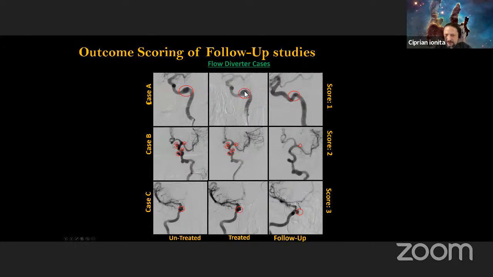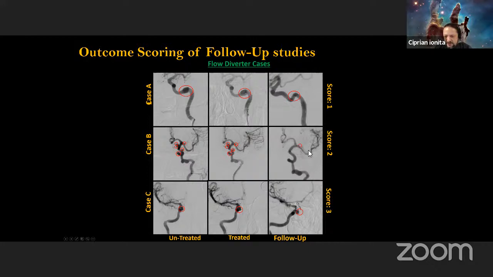Here is the aneurysm. Here is a flow diverter. You can kind of see it in there, depending on the resolution of your screens. And then the aneurysm is gone at follow-up. Case B, 5 aneurysms on this patient, 1 big pipeline that went from there all the way down, blocking every single one. All of these are gone.